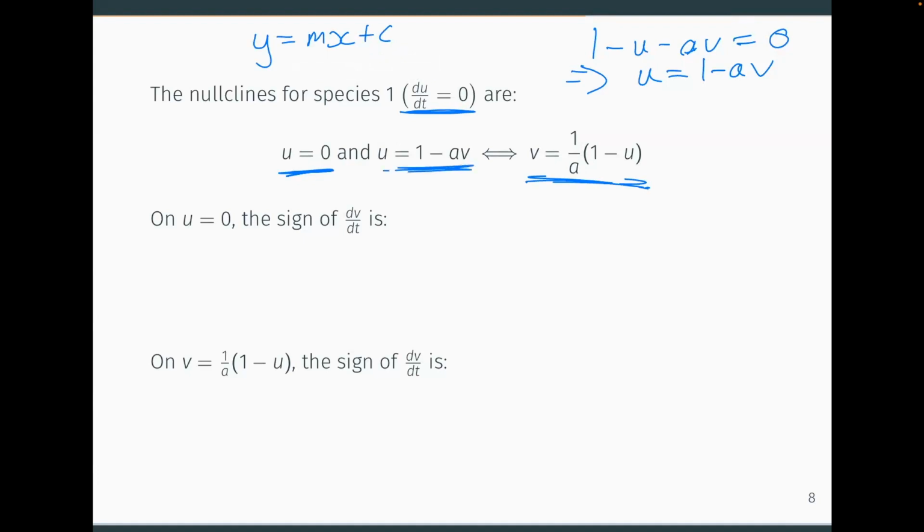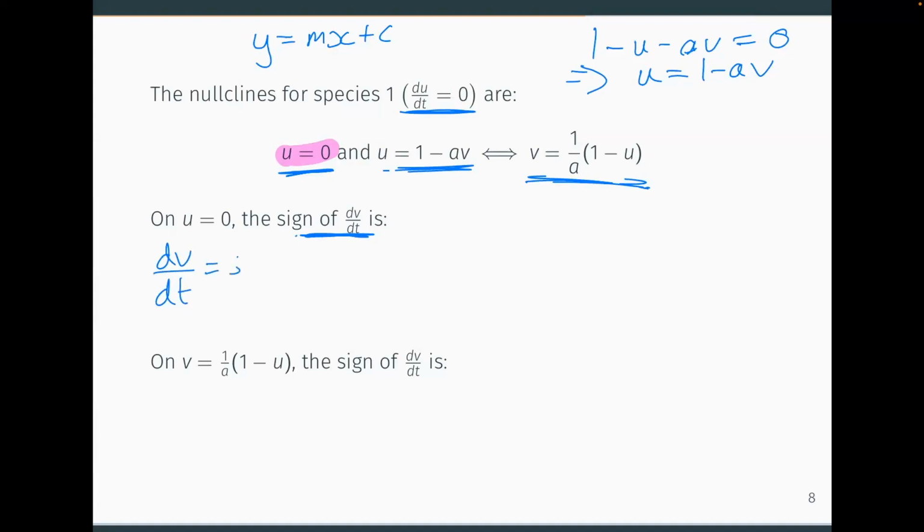Okay, so we've got two nullclines for species 1. Now we can think about, suppose we're stood on this first nullcline, u is equal to 0, and we want to know what our direction field is. Because u is not changing, we know that we have to be going up or down. So we want to know the sign of dv dt. We don't care about the magnitude of dv dt, just the sign.